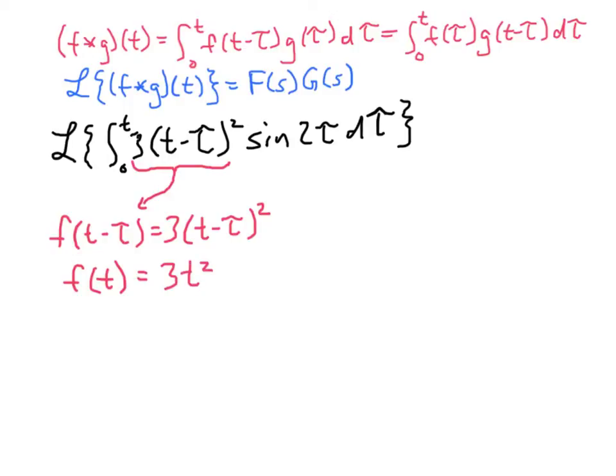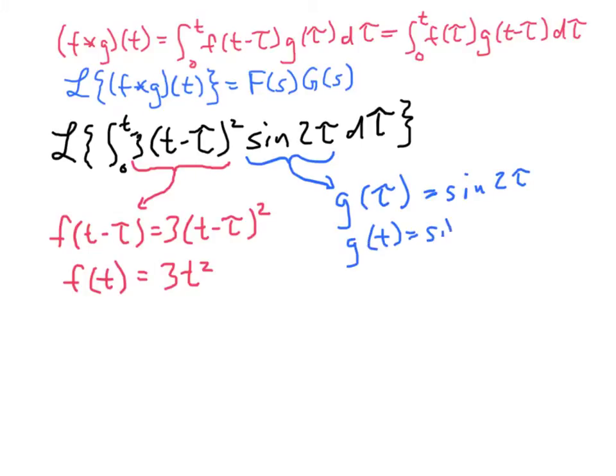Looking at the other part of the integrand, the sine 2 tau tells us that g of tau is sine of 2 tau. So g of t is sine of 2t. So we know what little f and little g are. Now all we need to do is compute their Laplace transforms and multiply those together, and that's the transform of our convolution.